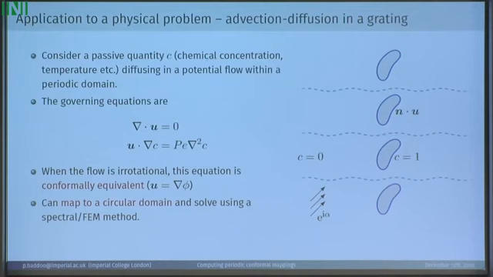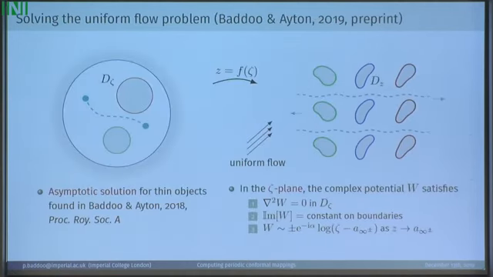So there are two things that we need to solve, given the conformal mapping. We need to solve for u, the velocity, and then we need to solve for c, which is the concentration. So this is how we solve for u. Some previous work that I did solved this problem for asymptotically thin objects, such as an aerofoil. But now with our conformal mapping, we can solve it for any geometry.